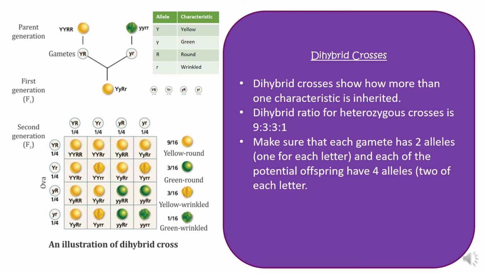And I've just said make sure that each gamete has 2 alleles. The gametes have 2 alleles, and the potential offspring all have 4 alleles, 2 of each letter for dihybrid crosses.